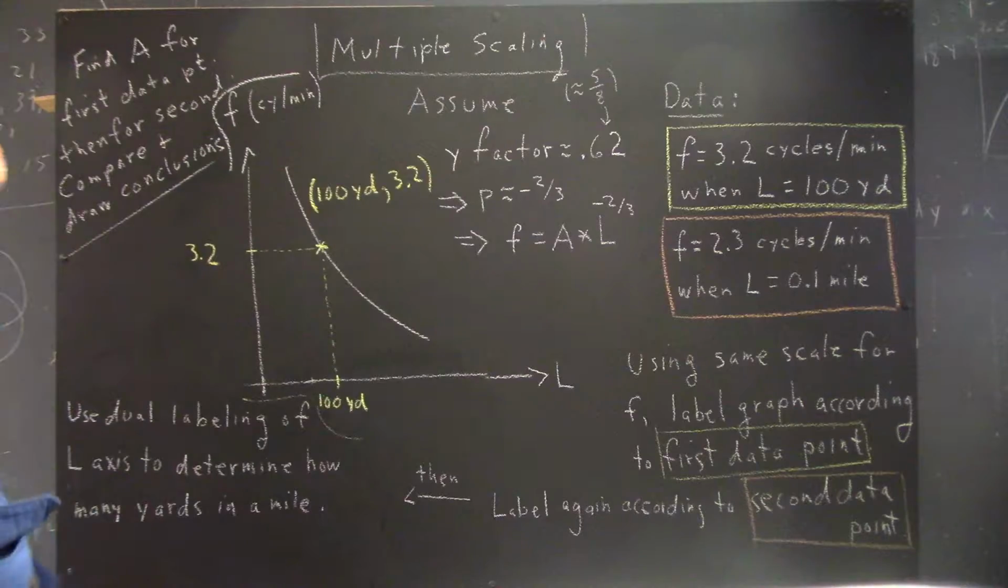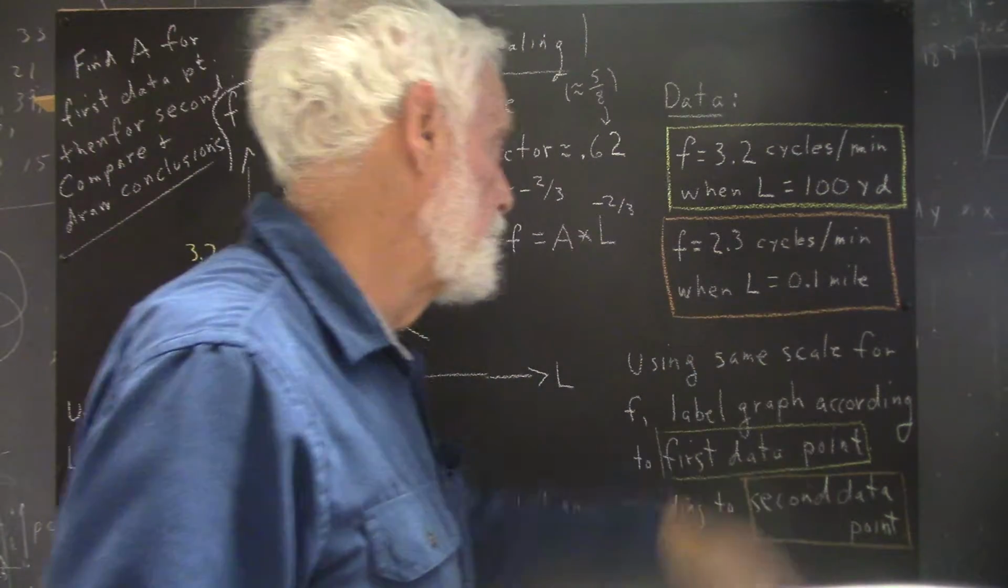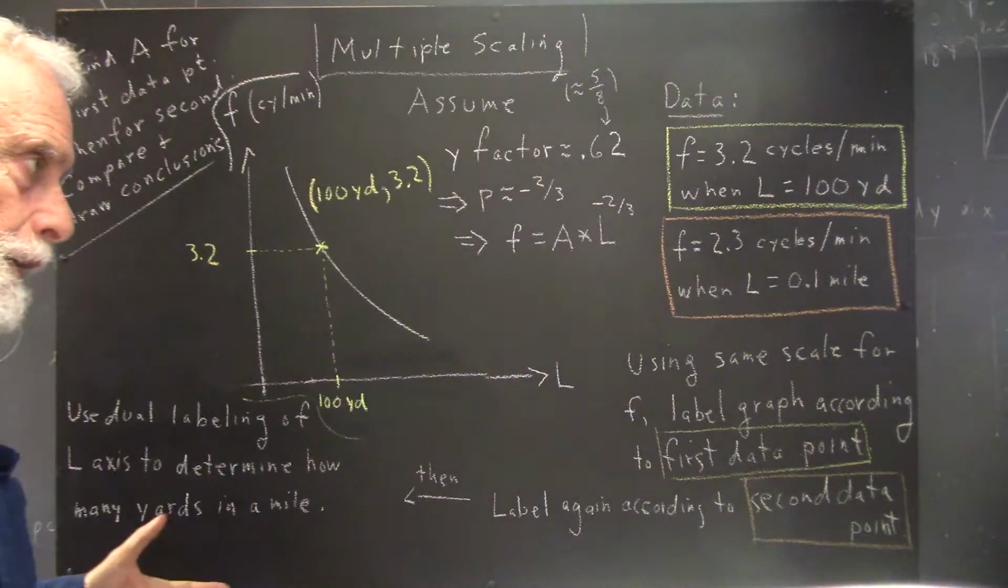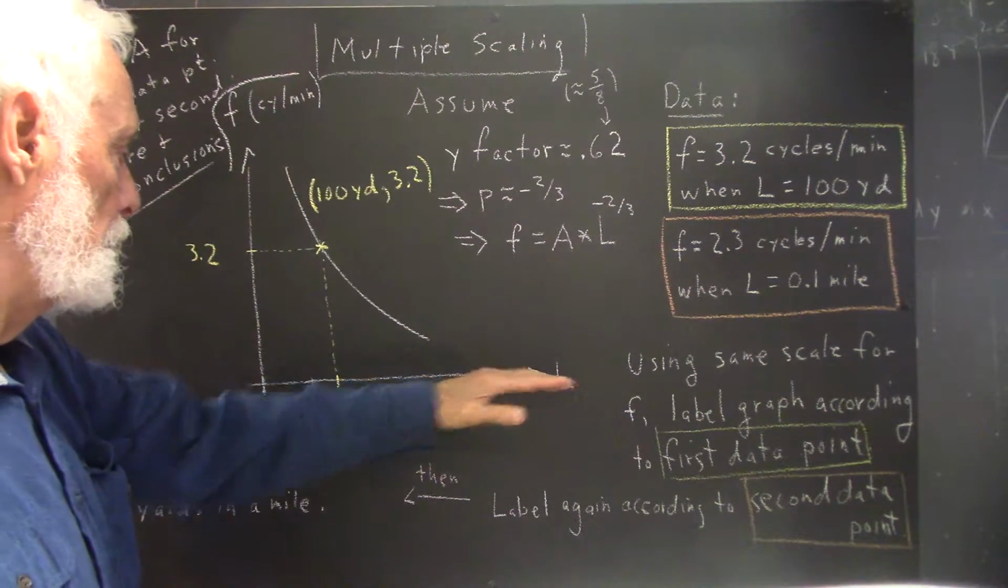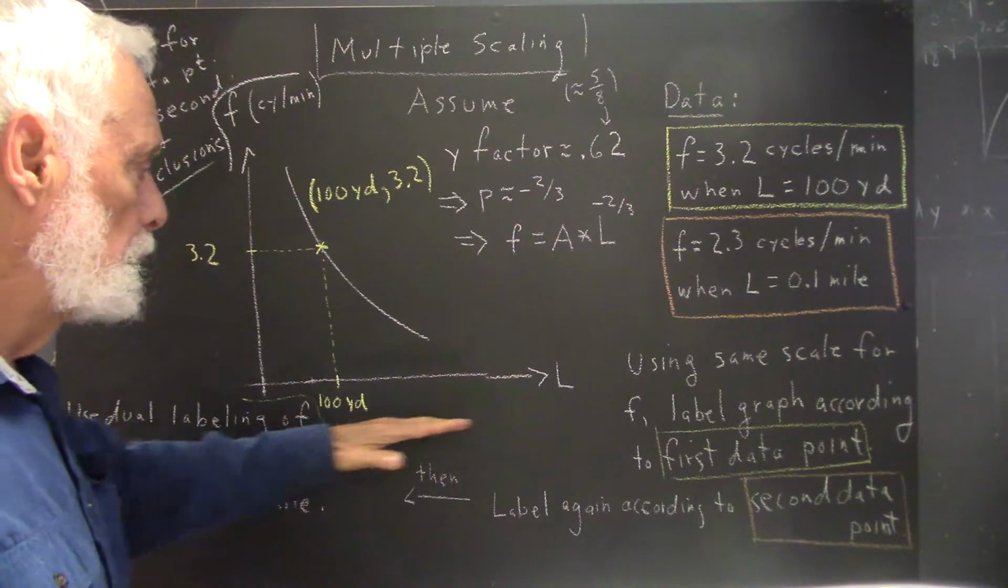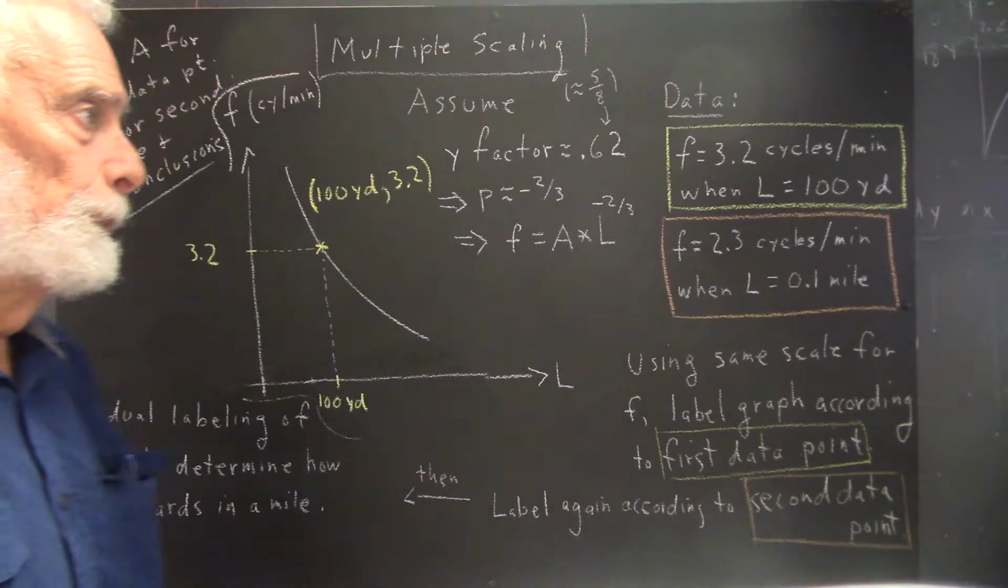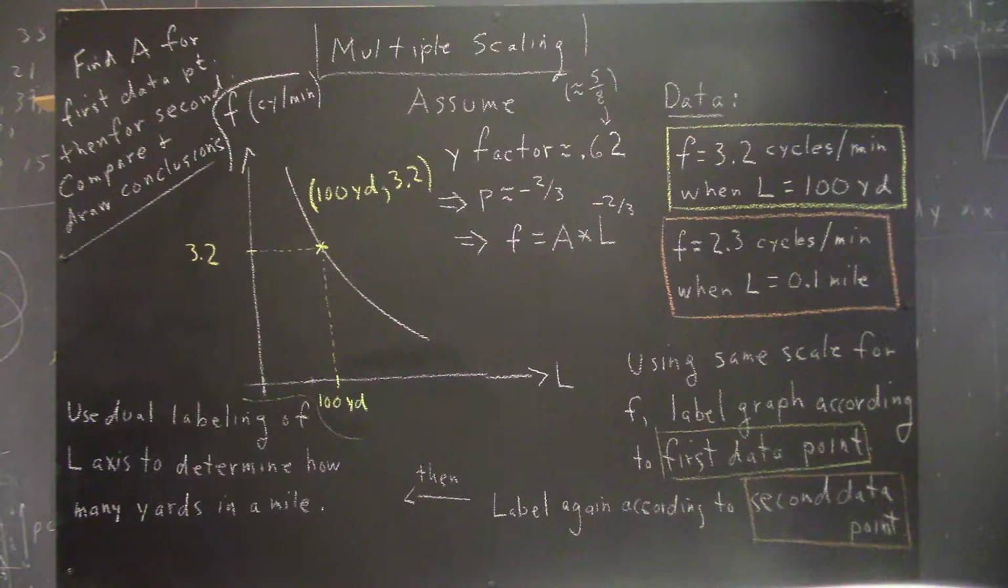So you want to do that. And then you want to complete labeling, and you do a second labeling. Okay, like you got your labeling in terms of yards here. Just below that, you can put your labeling in terms of miles. Okay. Having done that, I want you to use this dual labeling to determine how many yards there are in a mile. Once you've done the dual labeling, it should be obvious how you get this, but I'll give you some hints in a subsequent video, just in case.